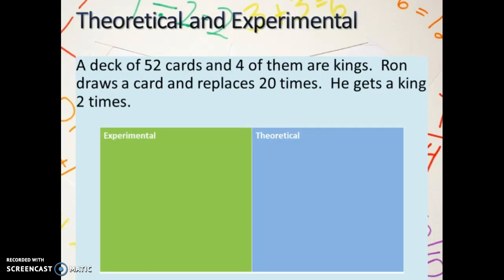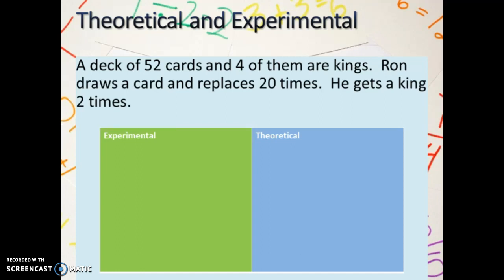A deck of 52 cards, and 4 of them are kings. So if you look at a deck of cards, there's 52 of them, 4 cards in there are kings. Ron draws a card and replaces it 20 times. He gets a king 2 times. So what would our experimental and theoretical probabilities be? First, do our experimental probability.